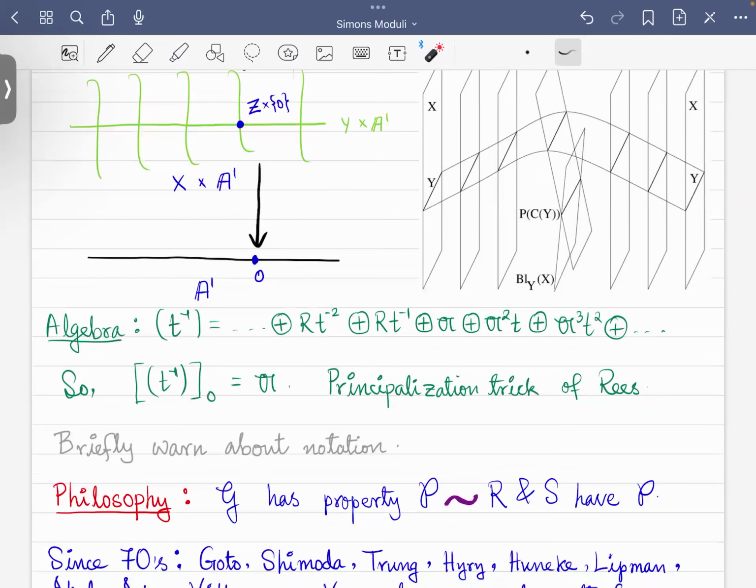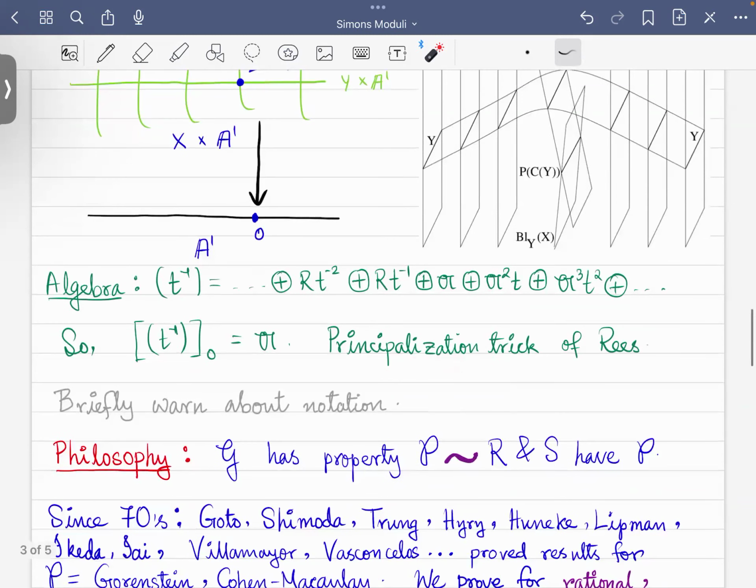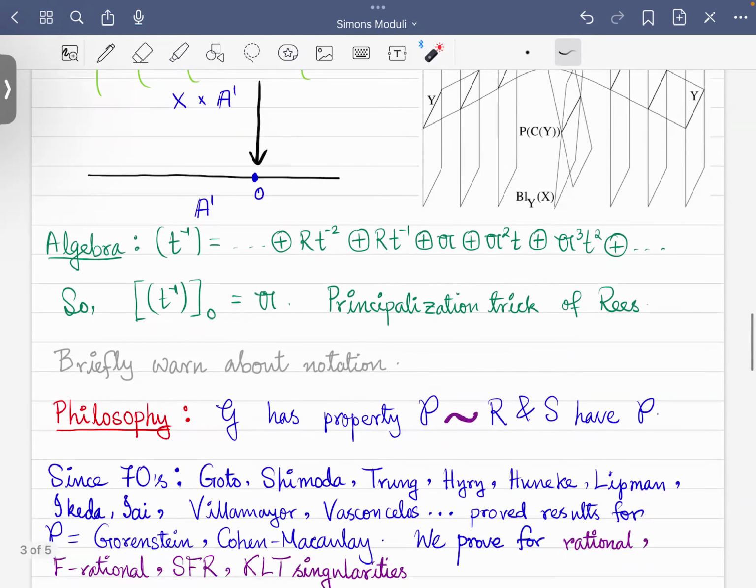The algebraic reason for studying the extended Rees algebra is that it makes my non-principal ideal, which I started with, which is A, principalized in the following way. So if we look at the ideal T inverse inside the extended Rees algebra, I see that the degree 0 piece is just A, and this was the principalization trick of David Rees, who introduced this algebra. And in those days, it used to be called just Rees algebra, not extended Rees, just Rees algebra. And he proved various important algebraic results using this principalization trick.